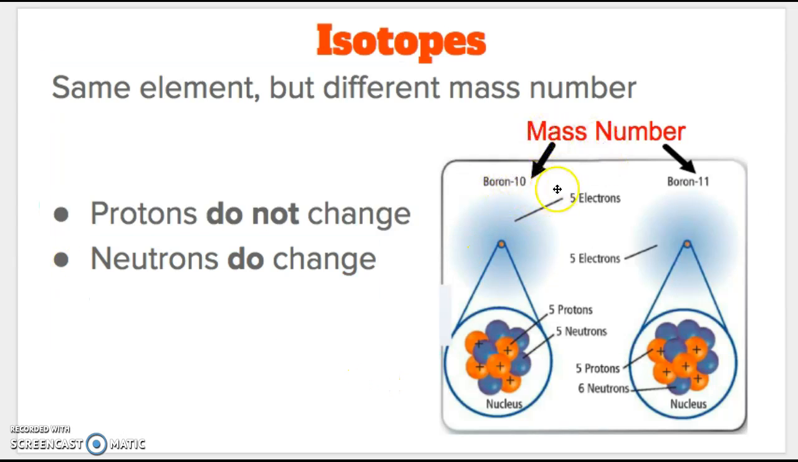If you see this picture over here, we have boron 10 and we have boron 11. Both of them are boron. Both of them have 5 protons. Both of them have 5 electrons. But the thing that changes is the mass, 10. The mass is 11 here. And the reason that happens is because boron 10 has 5 neutrons and boron 11 has 6 neutrons. Those are isotopes.